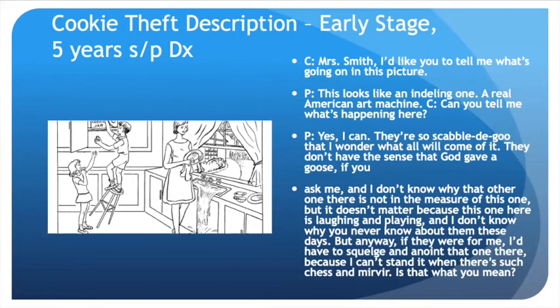Clinician: Miss Smith, I'd like you to tell me what's going on in this picture. Patient: This looks like an indelible one, a real American art machine. Clinician: Can you tell me what's happening here? Patient: Yes, I can. They're so scrabble-de-goo that I wonder what all will come of it. They don't have the sense that God gave a goose, if you ask me. And I don't know why that other one there is not in the measure of this one, but it doesn't matter because this one here is laughing and playing, and I don't know why you never know about them these days. But anyway, if they were for me, I'd have to squelch and anoint that one there because I can't stand it when there's such chess and murder. Is that what you mean?